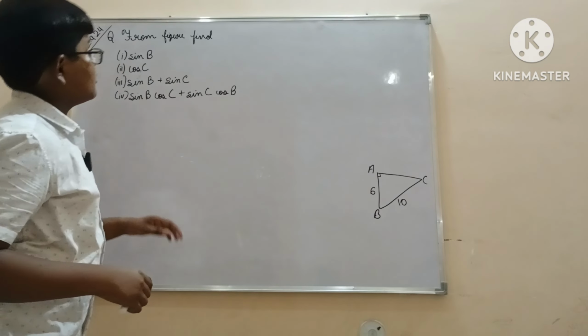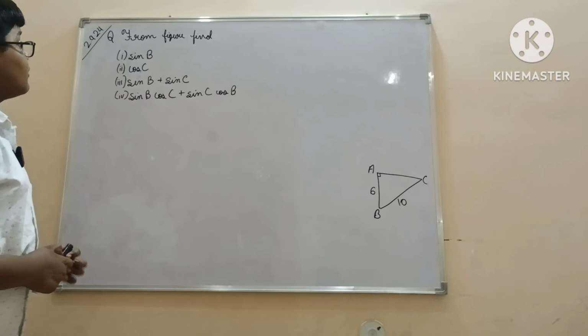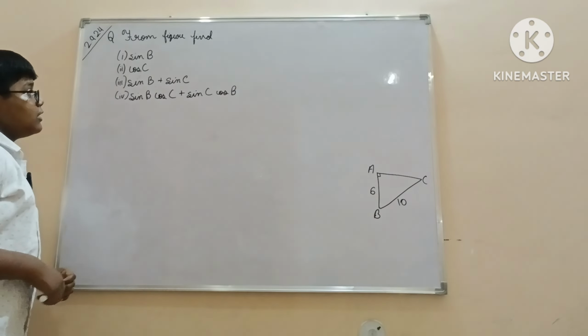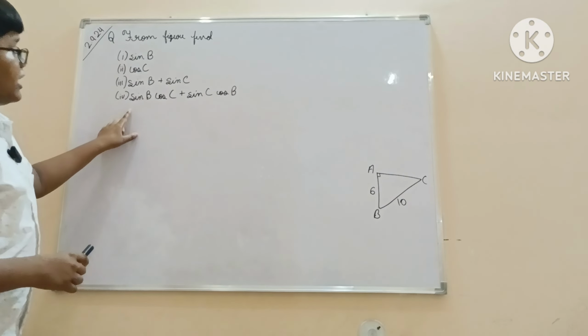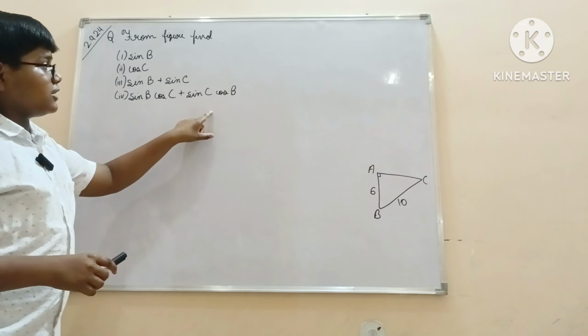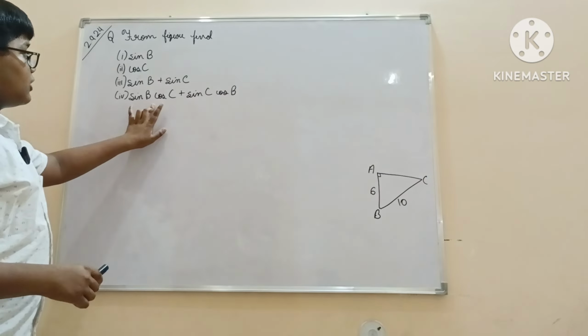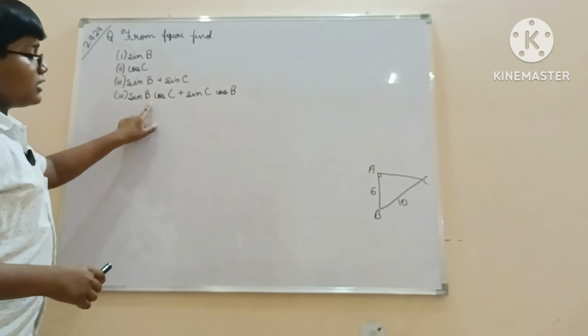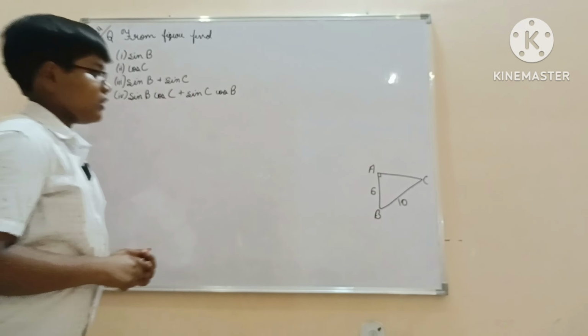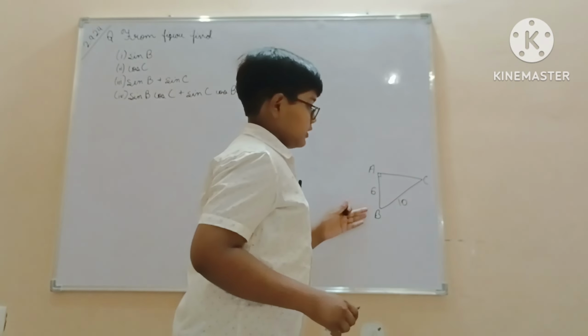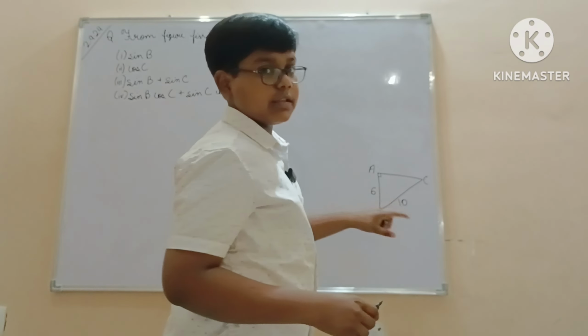So we are starting from this question, which is: from the figure, find sin B cos C plus sin C cos B. If there is no sign between the trigonometrical ratios, it is considered as multiplication. Now we will look at our figure. The figure is given to us like this.